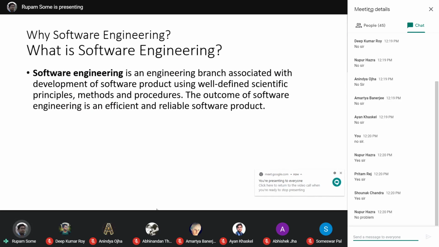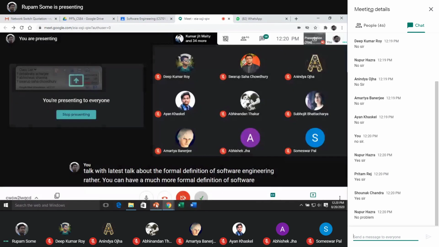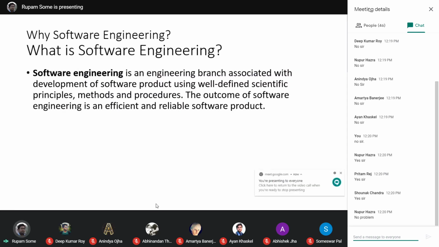Okay, fine. So let us talk about the formal definition of software engineering. You can find a much more formal definition if you Google for it. There was an IEEE definition, and you can search for it. This is rather an informal, a little less formal definition. Software engineering is an engineering branch associated with the development of software product using well-defined scientific principles, methods, and procedures, as this definition says.